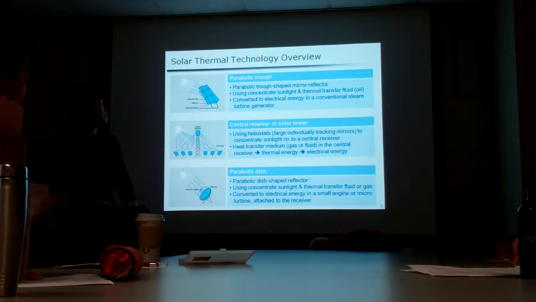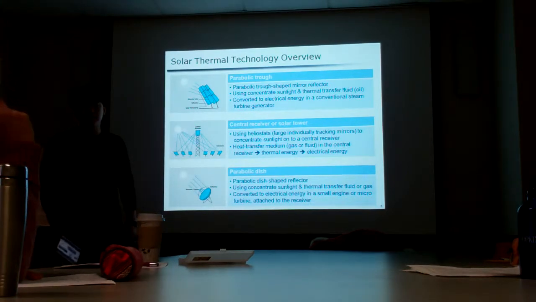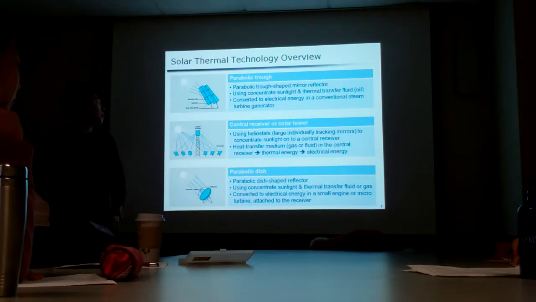Solar thermal energy currently has three technologies. The first one is the parabolic trough, the second one is the central receiver, and the third one is the parabolic dish.